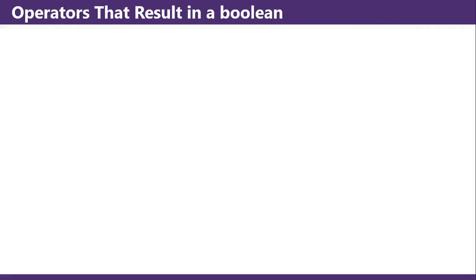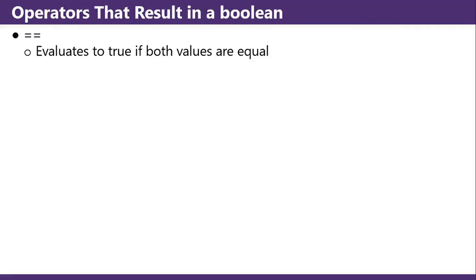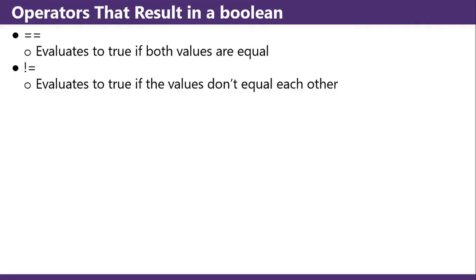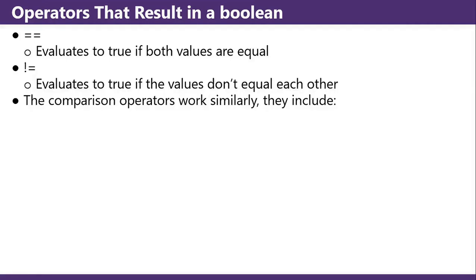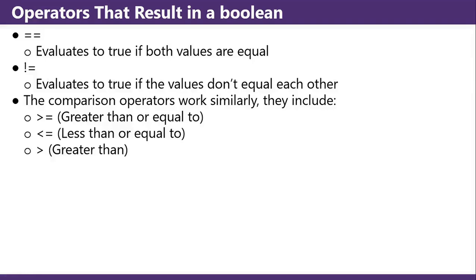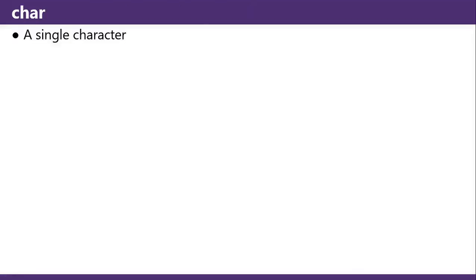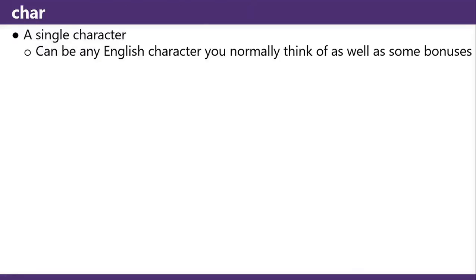Operators that result in a boolean: equals, evaluates to true if both values are equal. Not equals, evaluates to true if the values don't equal each other. The comparison operators work similarly. They include greater than or equal to, less than or equal to, greater than, less than. Char, a single character. Can be any English character you normally think of, as well as some bonuses.